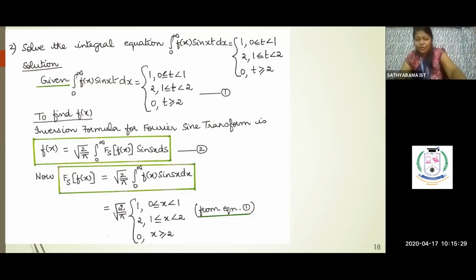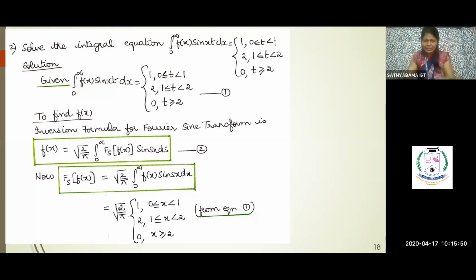All right. So fs of f of x will now be root of 2 by pi is common outside. It takes the value 1 for values between 0 to 1. It takes the value 2 for x values lying between 1 to 2. And it takes the value 0 for all values of x greater than or equal to 2. So I've simply used this from the given equation 1.